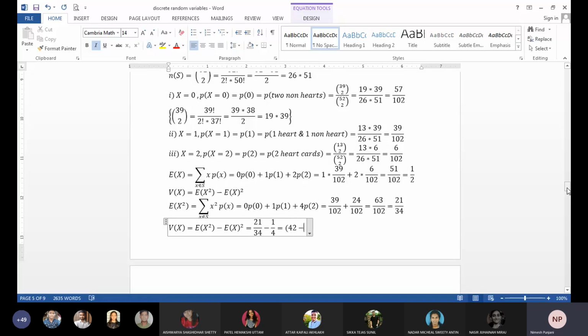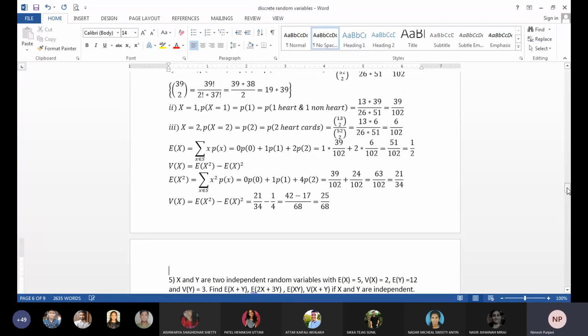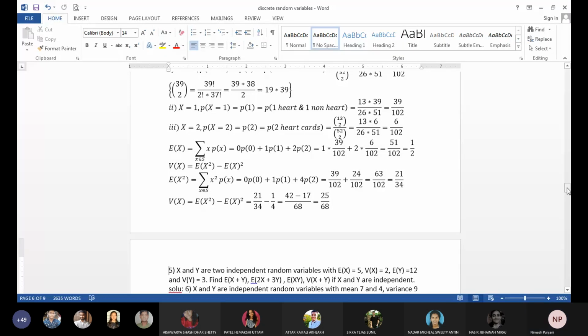So 42 minus 17 divided by 68. So 25 divided by 68. This is what is the variance. Okay, 25 divided by 68. This is the variance.